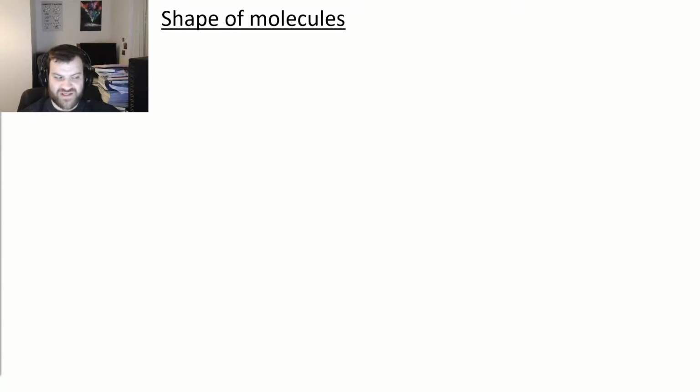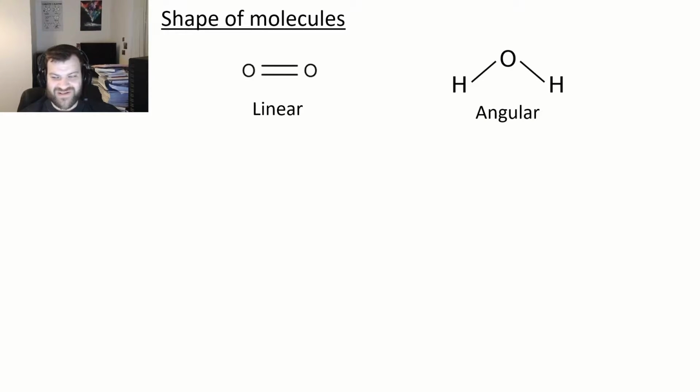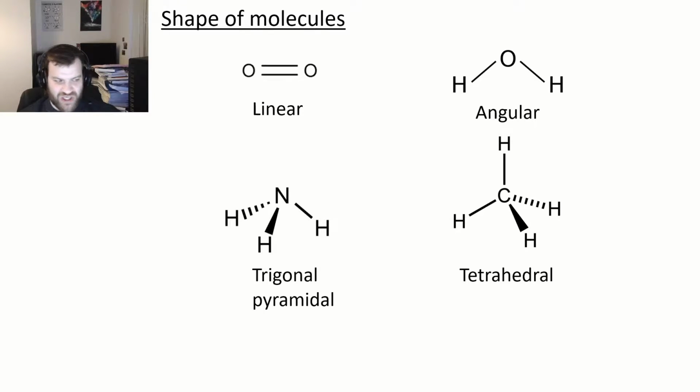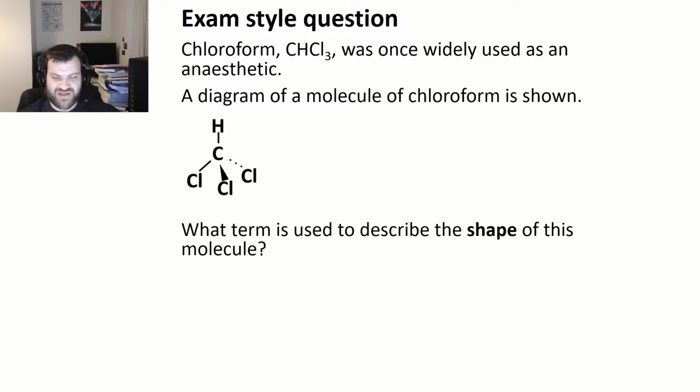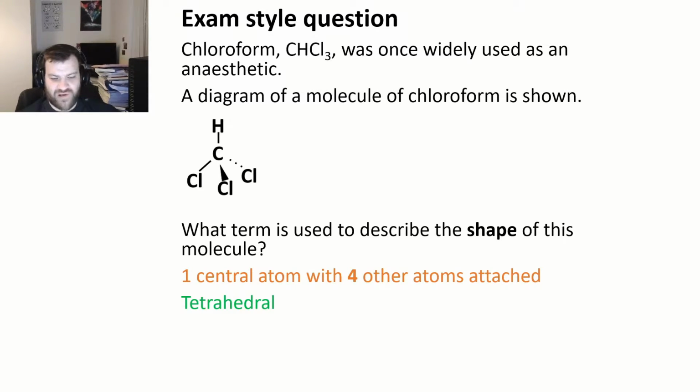There are 4 shapes that you need to be aware of. We need to know about linear shapes, angular shape, trigonal pyramidal, and also tetrahedral. Types of questions you can be asked: they'll give you a particular chemical, such as chloroform, which used to be used as an anesthetic. They give us the diagram and ask us to describe the shape of this molecule. We have got one central atom with 4 other atoms attached, therefore we have our tetrahedral shape.